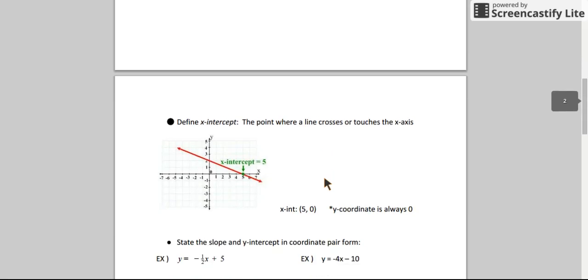Likewise, an x-intercept is the point where a line crosses or touches the x-axis. And in that case, the y value is always going to be 0 because we haven't gone up or down. We've just gone left or right. So in the coordinate pairs for x-intercepts, the y value will always be 0. The x value will be the point wherever the line is touching or crossing. So in this example, it's touching or crossing the x-axis at positive 5. So I say my x value is 5, and my y value is always 0.